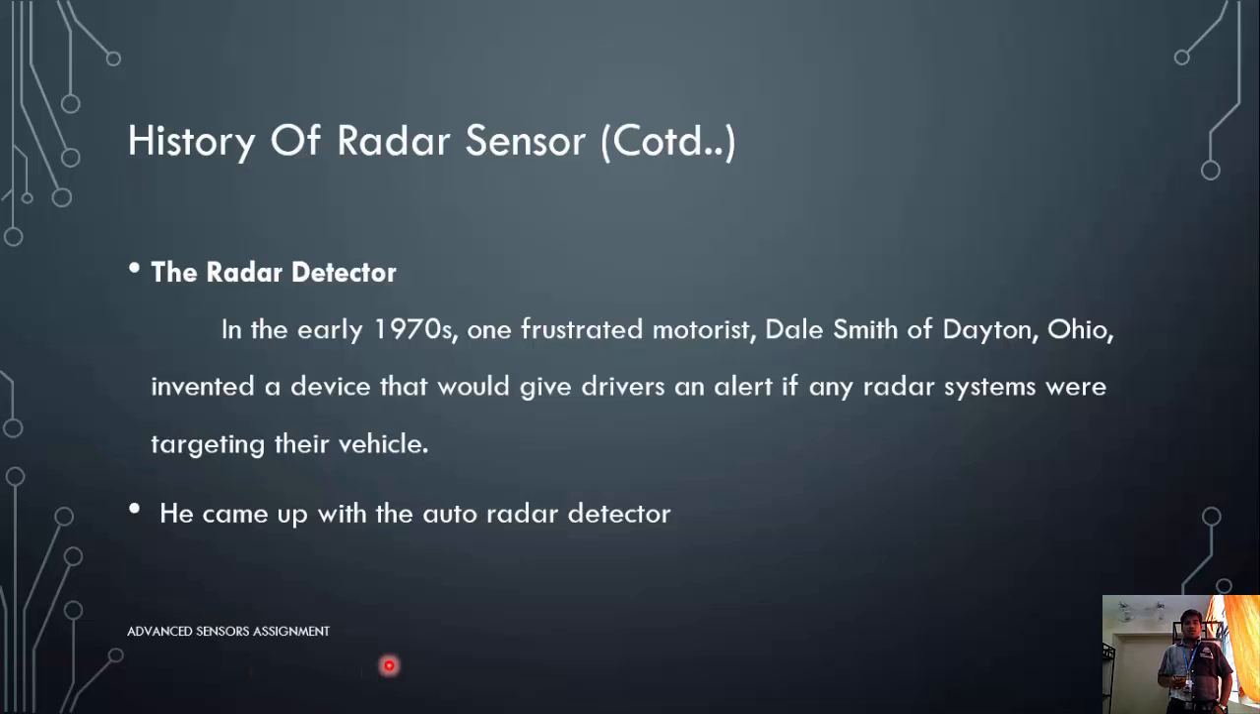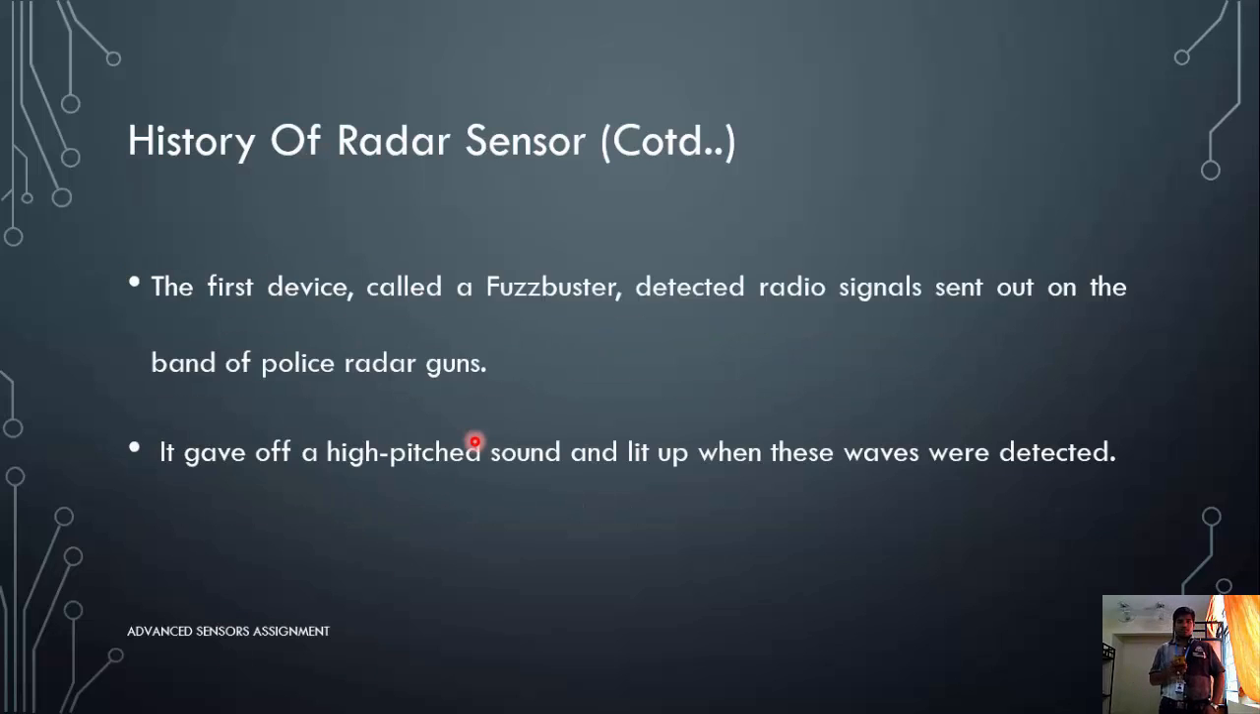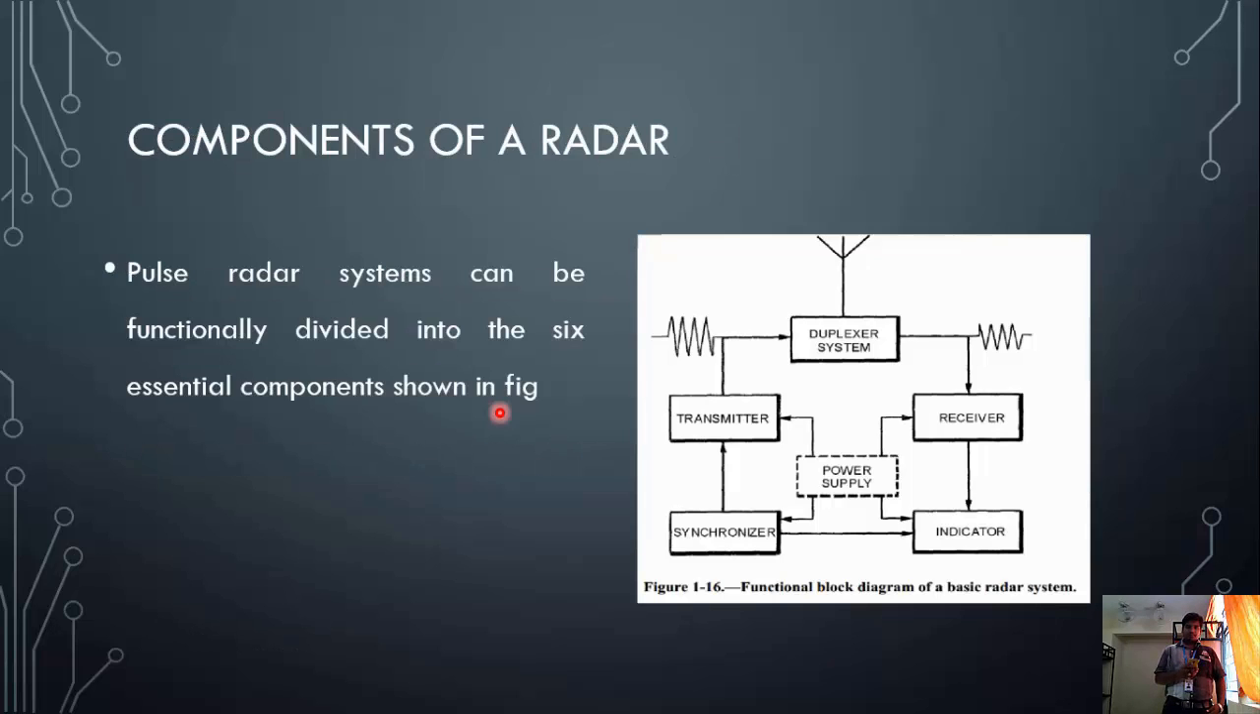He came up with the auto radar detector. The first device, called a Fuzzbuster, detected radio signals sent out on the band of police radar guns. It gave off a high-pitched sound and lit up when these waves were detected. Whenever radar waves are observed by the radar detector, it immediately gives a signal to the driver with a high sound and a light.